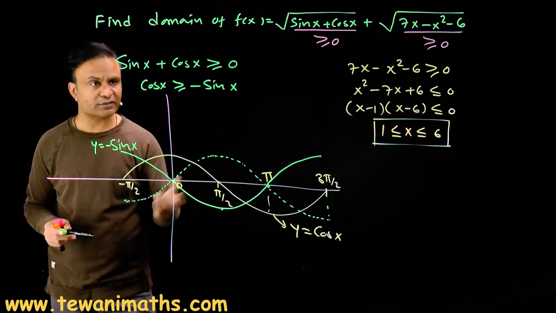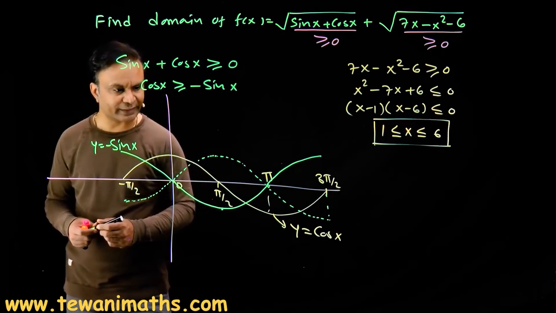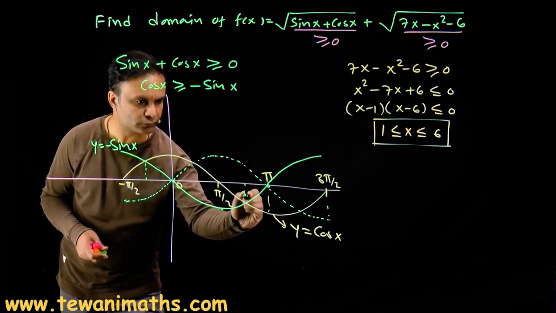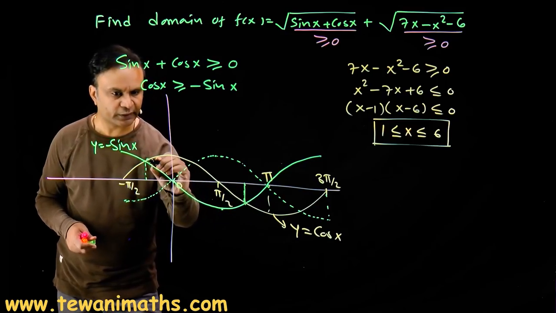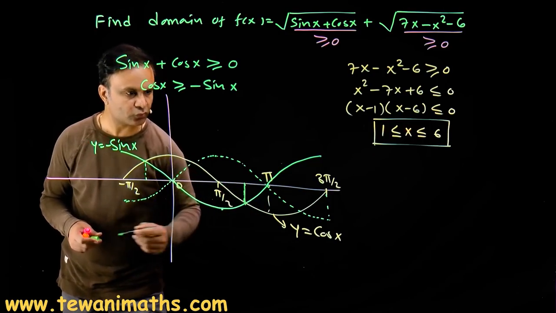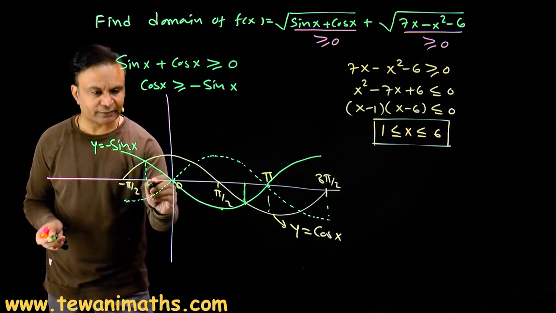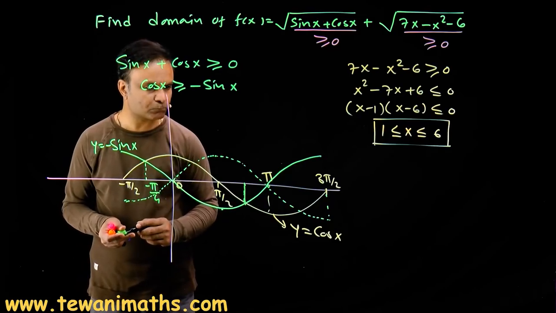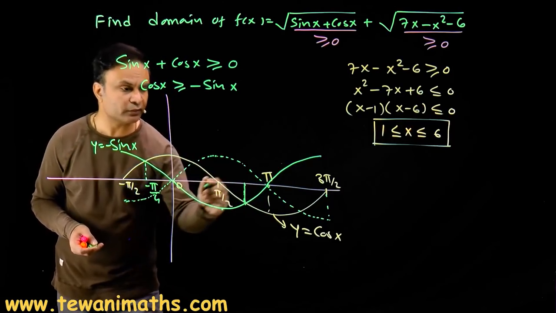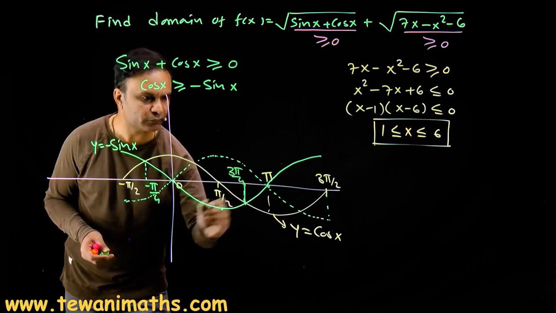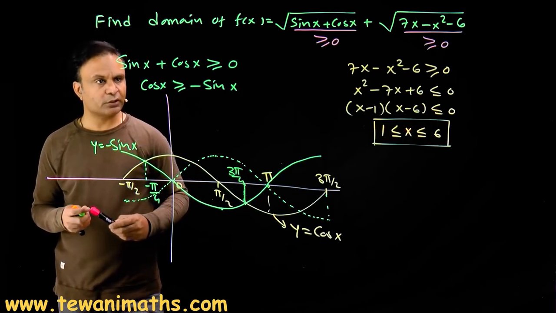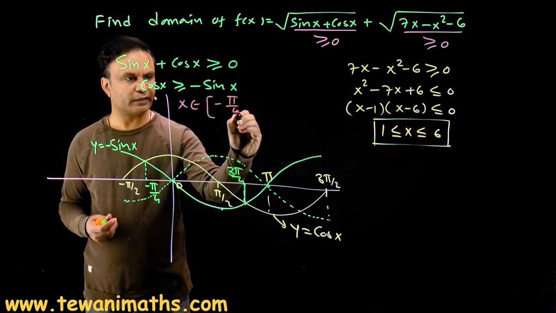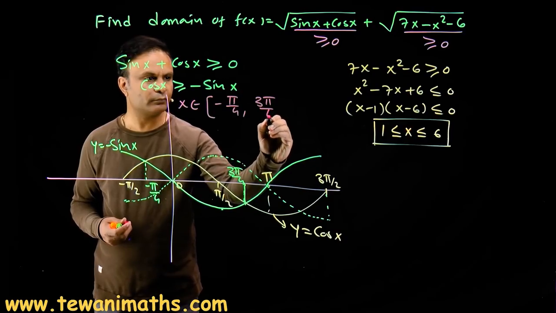That means the graph of cos x will lie above the graph of minus sin x and this is occurring from this point to this point. We can see that here the graph of cos x is above the graph of minus sin x. This is the point minus pi by 4, and this is a point lying in the second quadrant, which is 3 pi by 4. So the solution of this inequality is x belongs to minus pi by 4 to 3 pi by 4.